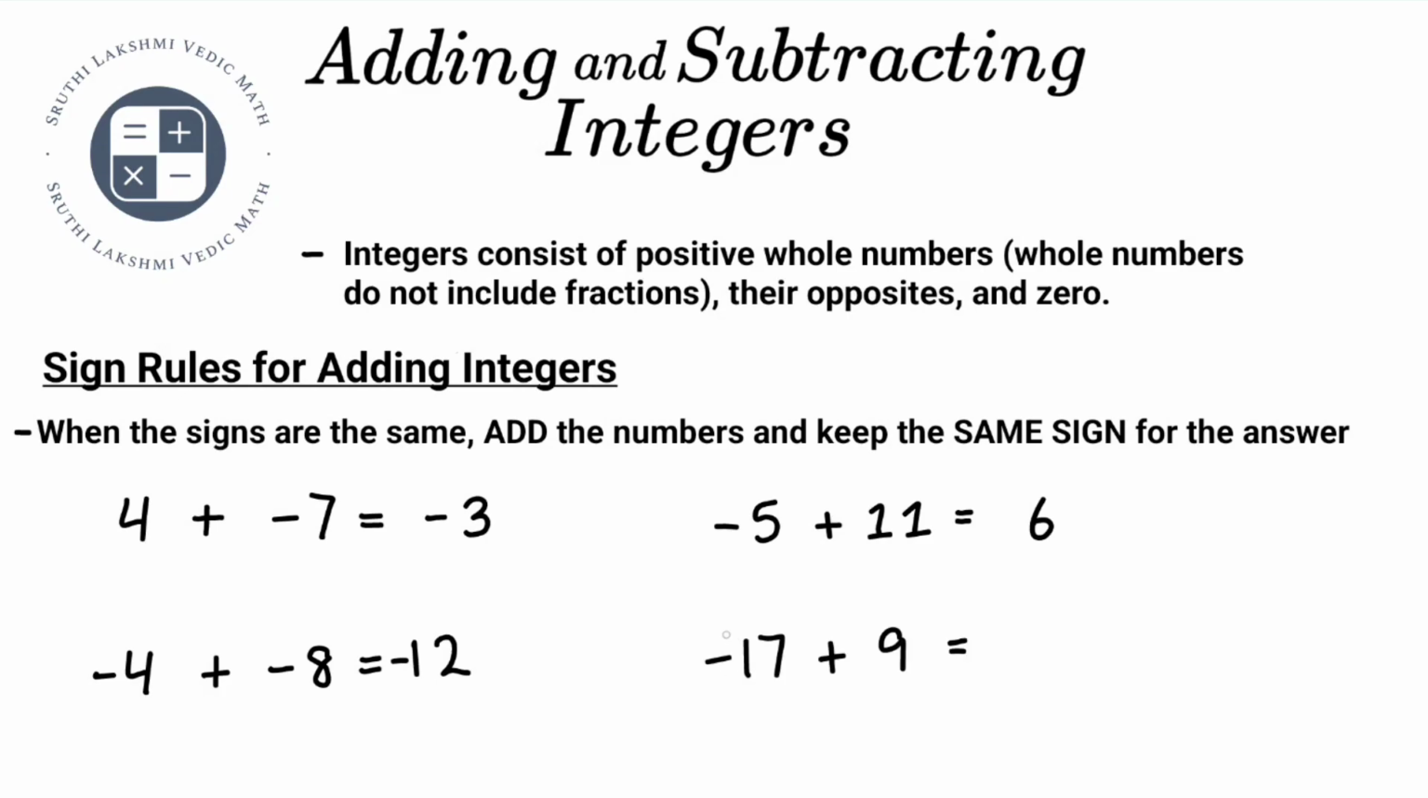Here, one of the numbers being added is negative, the other positive. So all we're going to do is subtract the smaller one from the larger one. 17 minus 9 is 8. Here, the larger number is 17, and the sign for 17 is negative. So that means the answer is negative as well.